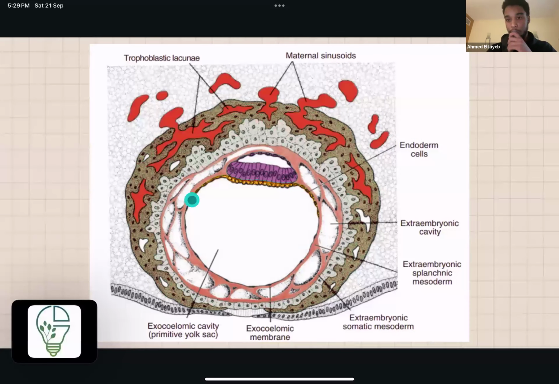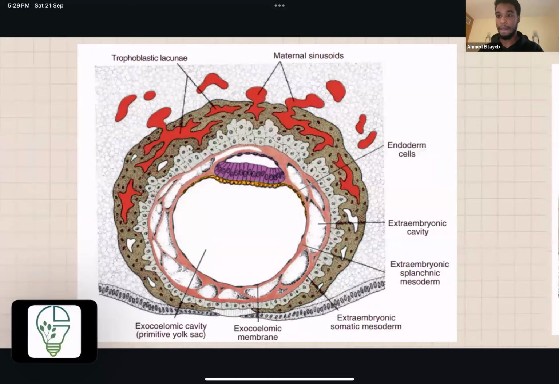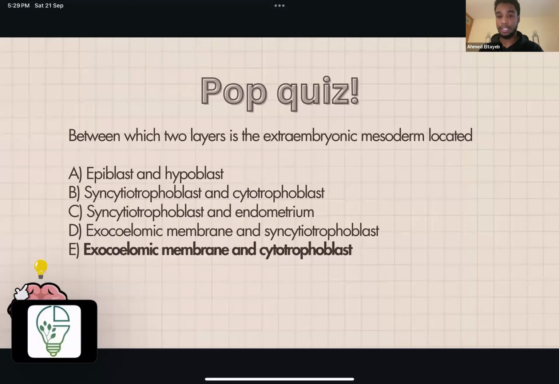So here, you have the simple squamous lining. And here, you have the cytotrophoblast. And in between, you have this structure. We call it the extraembryonic mesoderm, okay? So the extraembryonic mesoderm sits between Huesner's membrane, or the exocoelomic membrane, and the cytotrophoblast. So that's why the answer is E.